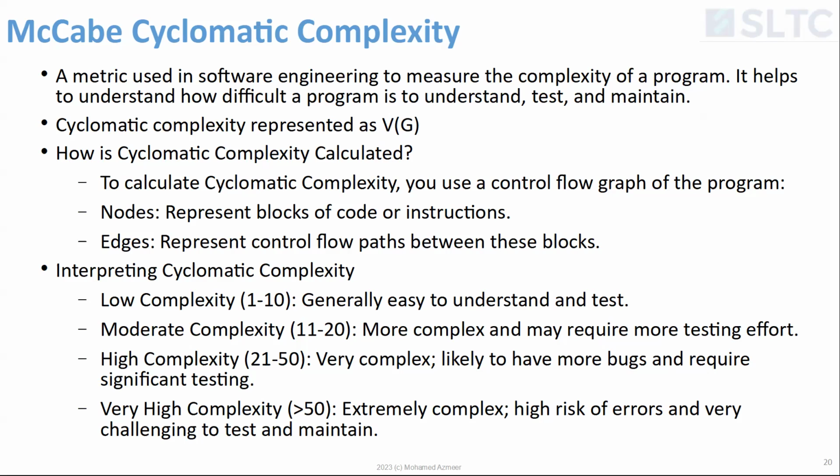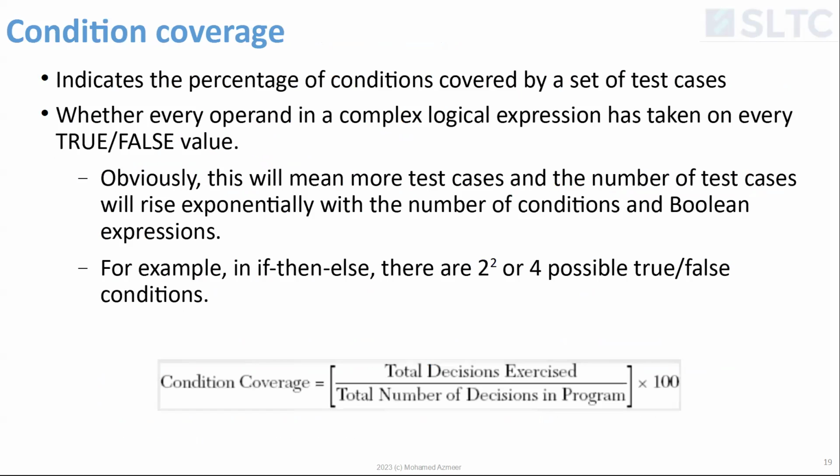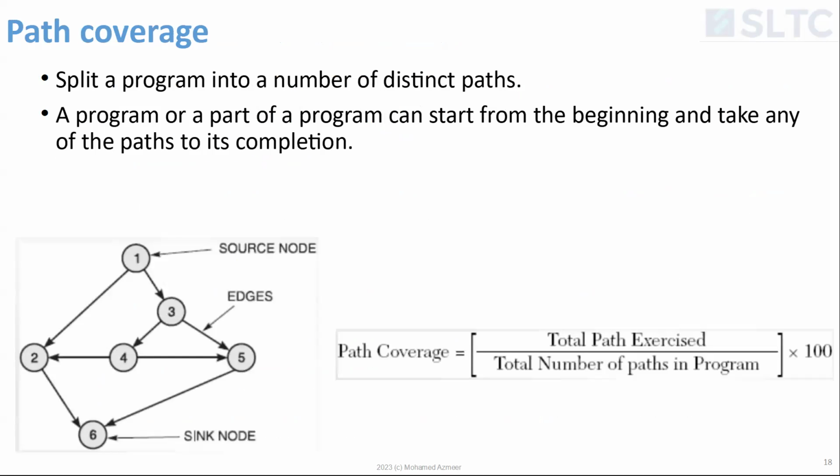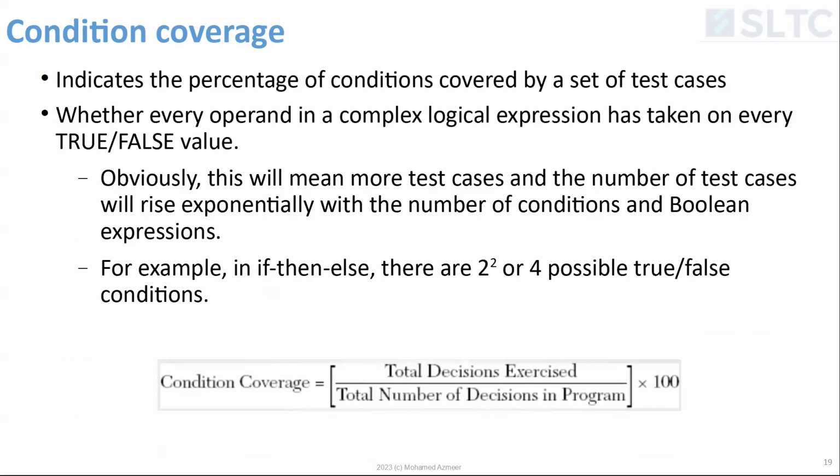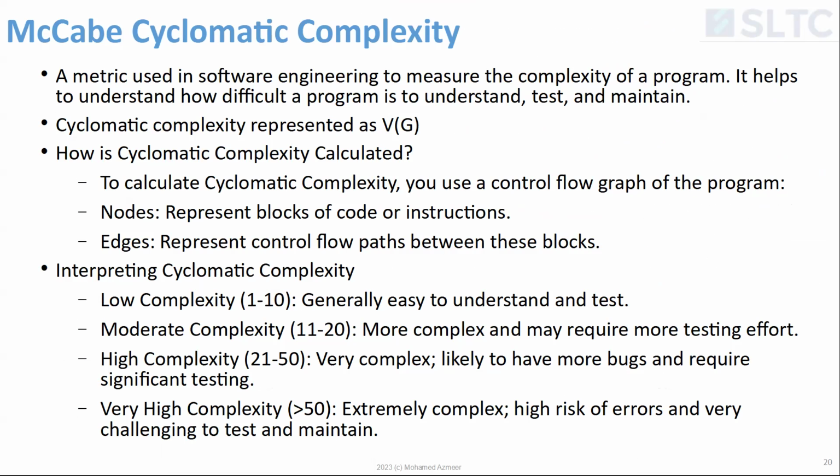We represent it as V(G). So how do you calculate it? It's a very simple mechanism. You calculate the control flow graph of the program, like we saw here. You take the nodes and the edges. We need that to calculate this.